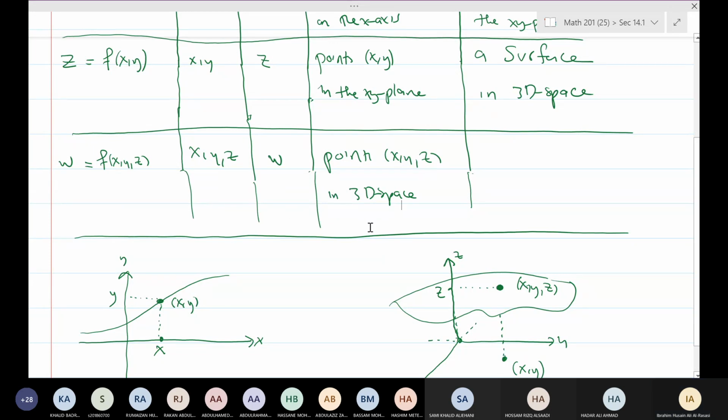What is the graph here? Now to graph this one, I need how many axes? I need 4 axes. One for the x-axis, one for y, one for z. That is 3 axes for the domain, and 1 axis for the range. For the domain, x, y, and z are perpendicular to each other. Now for the range, I need to draw an axis perpendicular to the x-axis, perpendicular to the y-axis, perpendicular to the z-axis.